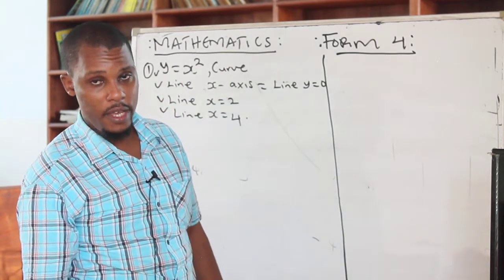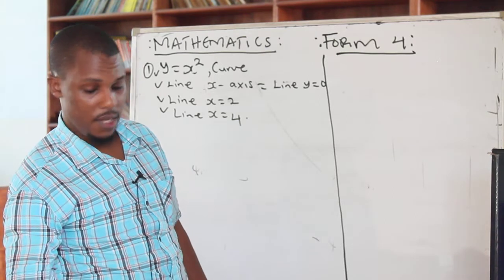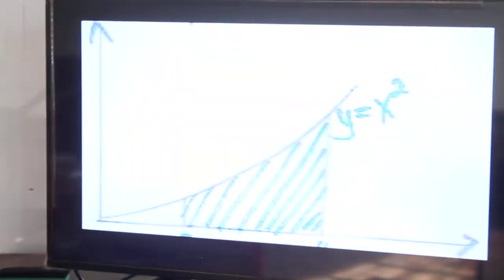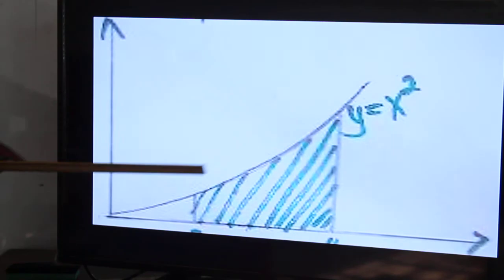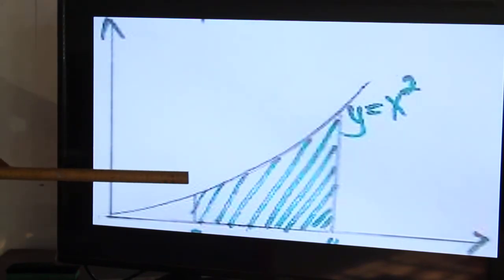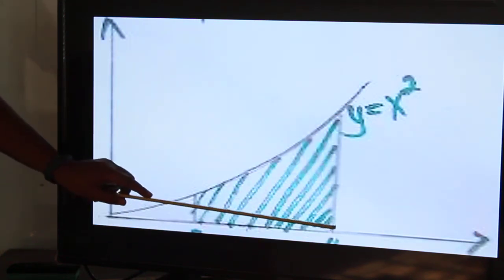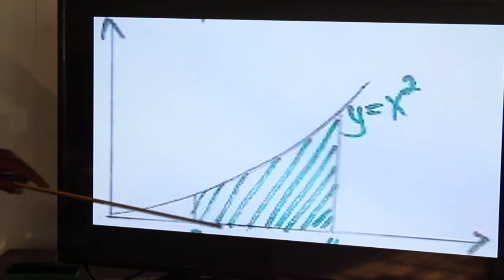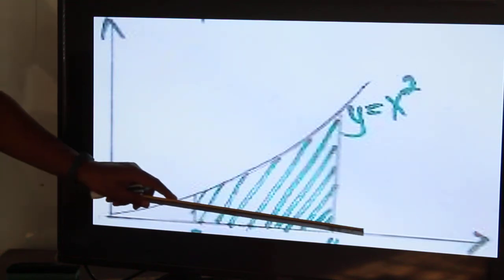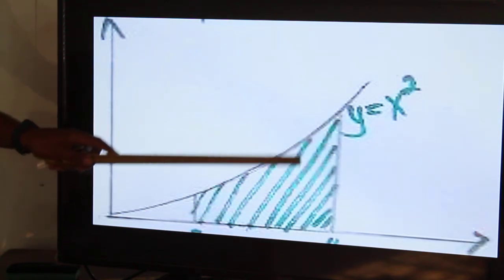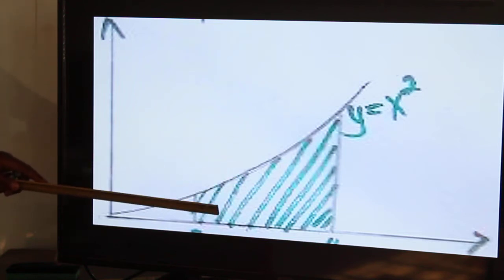This is the sketch the way it is. That is the curve we are talking about, y equals x squared. Then we have the line x equals 2 here, and the line x equals 4. Then we have the x-axis, another name for which is y equals 0. This is now the shaded region. Because we are finding the exact area, we are going to use our limits.